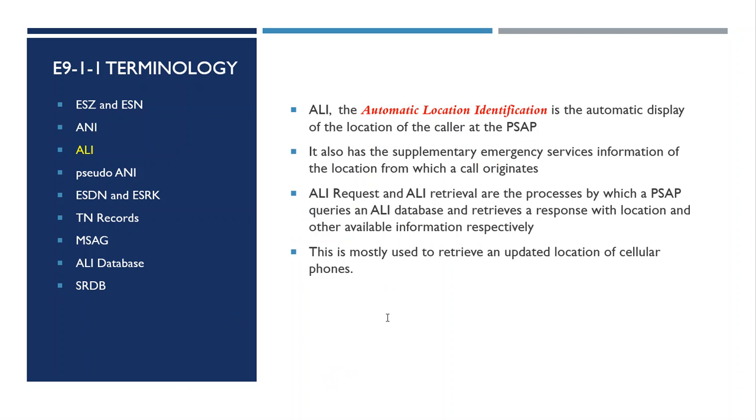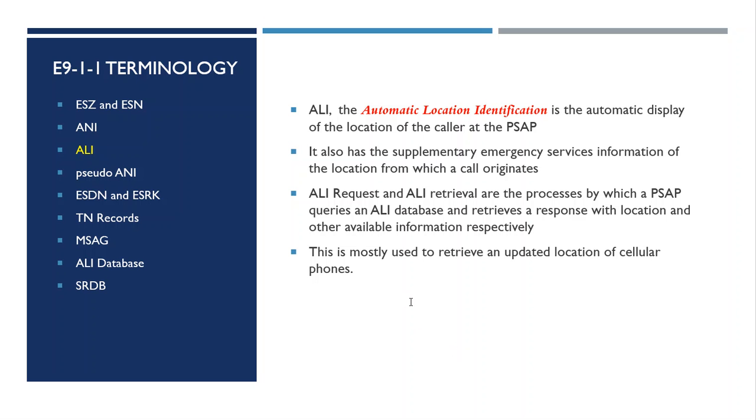ALI, or the Automatic Location Identification, is the display of the location of the caller at the PSAP call processing system. It will also have the supplementary emergency information about the location from which the call originates. And there are two processes, ALI request and ALI retrieval, which are the processes by which a PSAP queries an ALI database and receives the response with the location and other available information respectively.